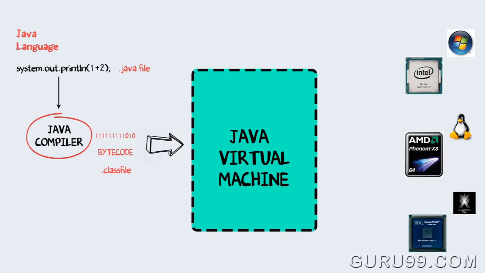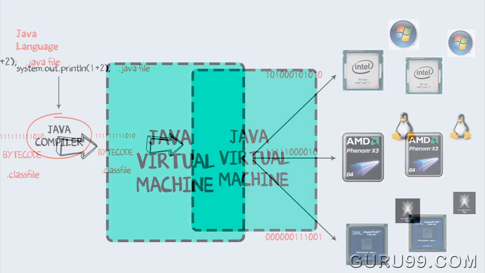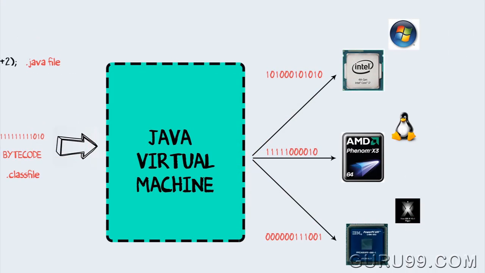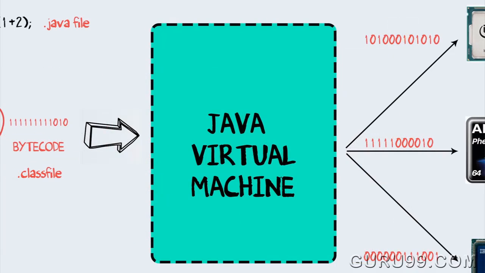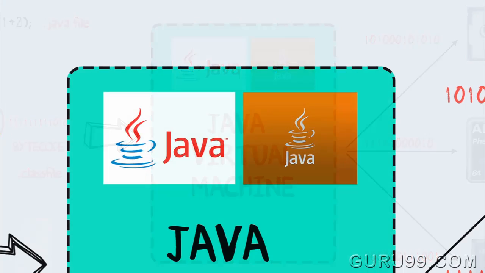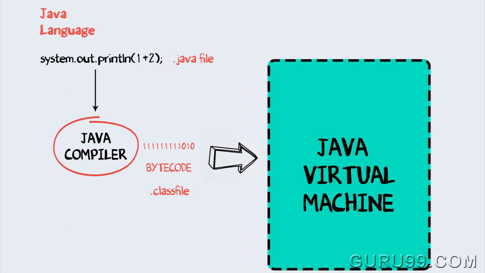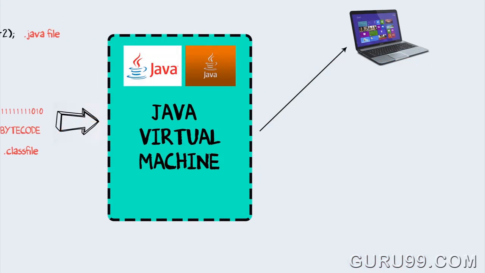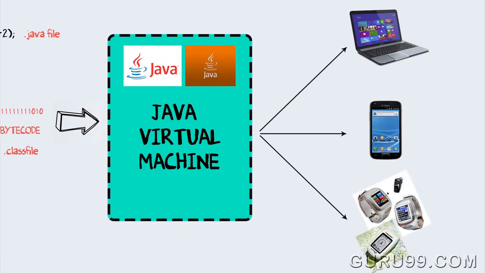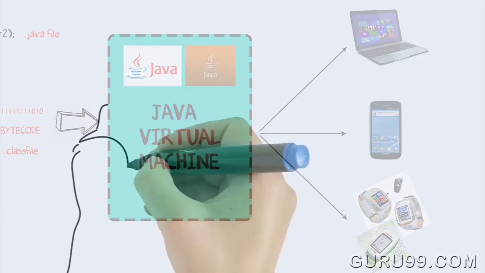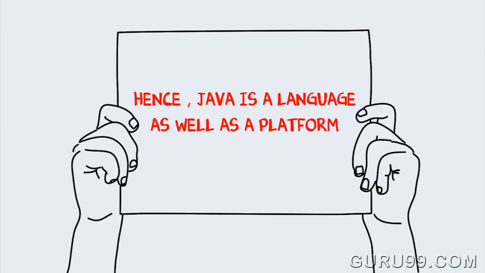When the virtual machine is fed with this bytecode, it identifies the platform it is working on and converts the bytecode into the native machine code. In fact, while working on your PC or browsing the web, whenever you see either of these icons, be assured the Java Virtual Machine is loaded in your RAM. But what makes Java lucrative is that code, once compiled, can run not only on all PC platforms, but also mobiles or other electronic gadgets supporting Java. Hence, Java is a language as well as a platform.